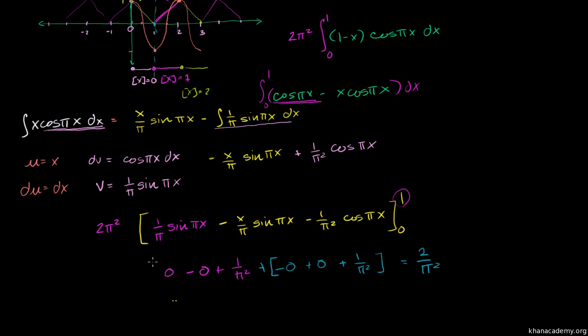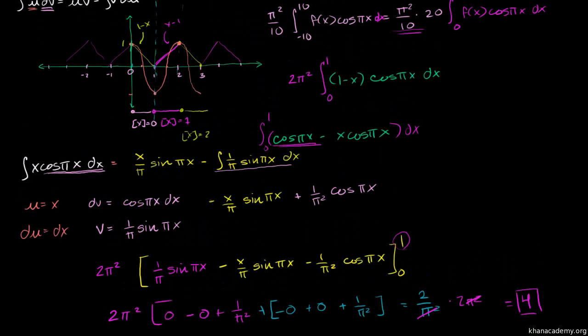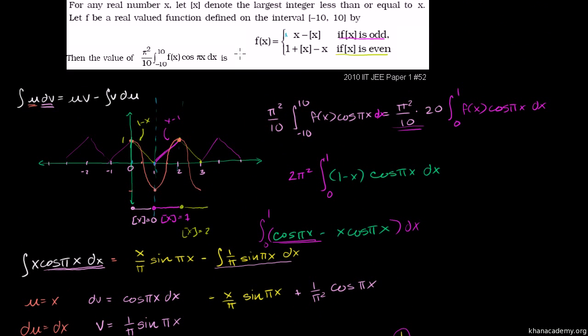But we can't forget that we're going to multiply the whole thing times 2 pi squared. That's this thing out front here. And so the pi squared cancels out the pi squared. We're left with 2 times 2, which is equal to 4. And we're done. This thing that looked pretty complicated just evaluates out to 4.